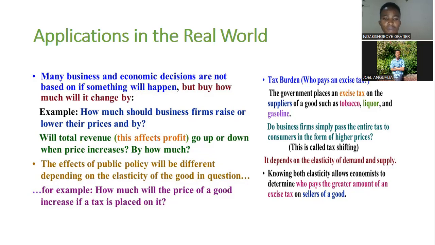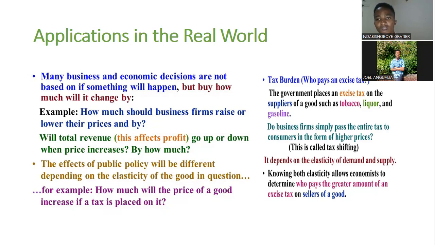The effect of public policy will be different depending on the elasticity of the good in question. For example, how much will the price of a good increase if a tax is placed on it? Those are the applications of elasticity in the real world. The tax burden: who pays an excise tax? The government places an excise tax on the supplier of goods such as tobacco, liquor, and gasoline. Who do you think the tax burden will land on?